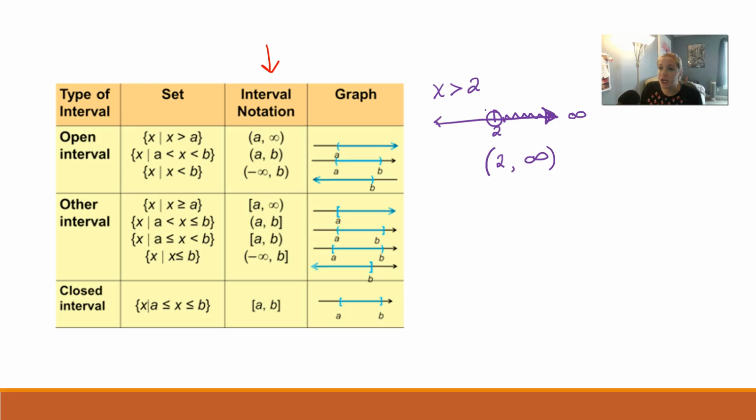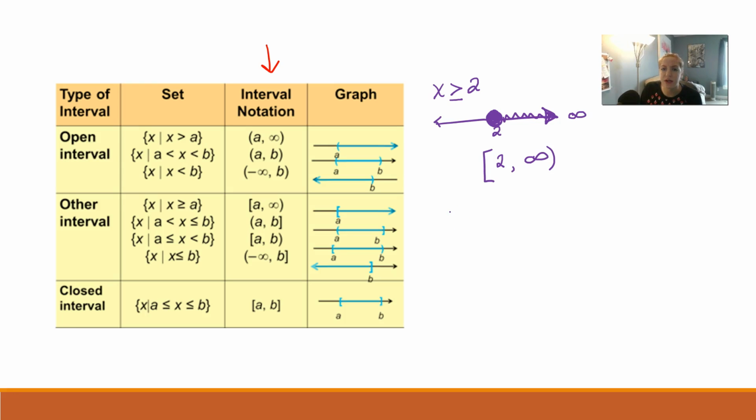What if we had changed that and made this an equal to sign? Well, we could go ahead and just shade that in, right? Because it's equal to. And we would just change the parenthesis to a bracket next to the 2, because the 2 is included. Notice that the infinity still is not included. It will never be included because we can never reach it. So you'll always have a parenthesis at that point.